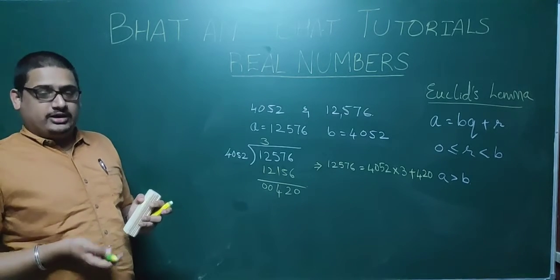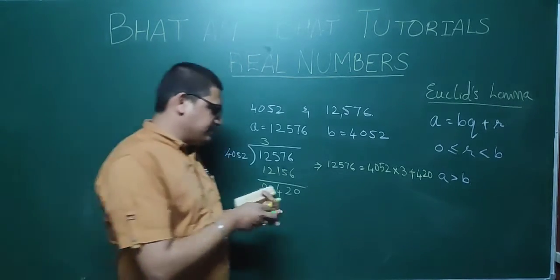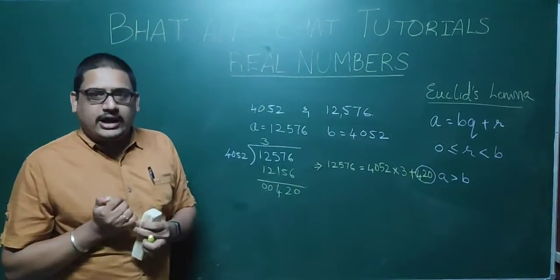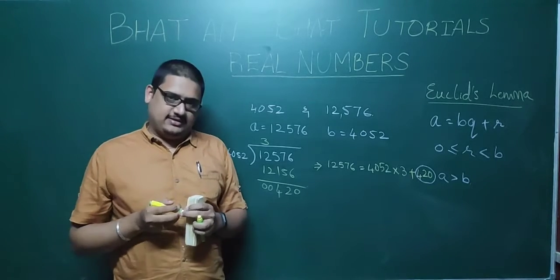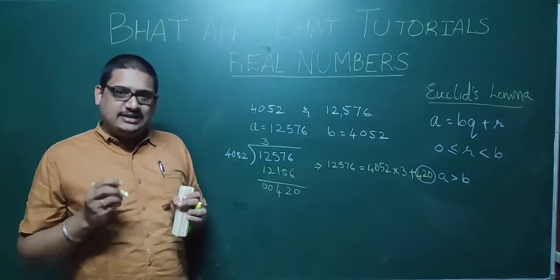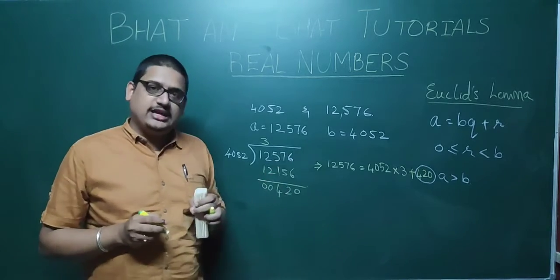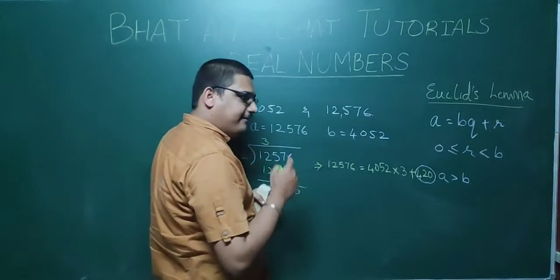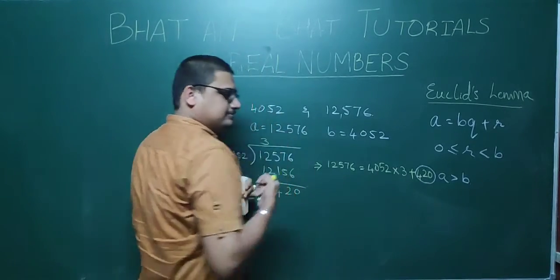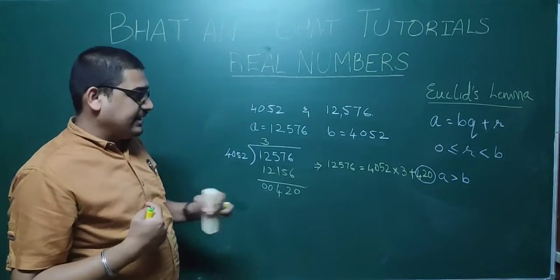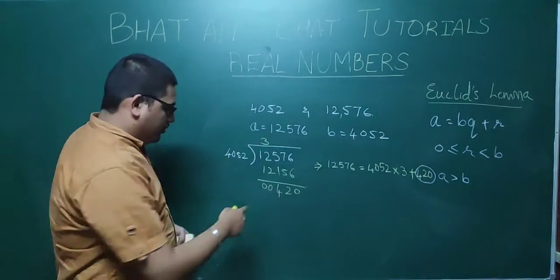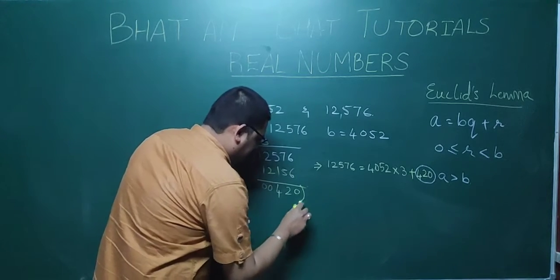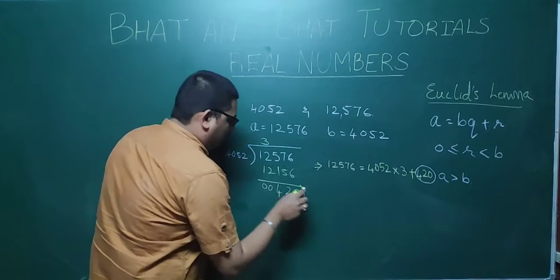Next step, what should I do? I should check my remainder part, that is the r part. We have studied that we should continue with Euclid's division process until the remainder becomes 0, until r becomes 0. In this case, we observe that r is not equal to 0. So we should move ahead with the remainder and the b part. Now my remainder becomes the divisor. Therefore, I should bring my 4052 over here.